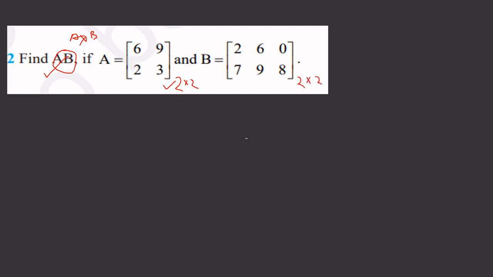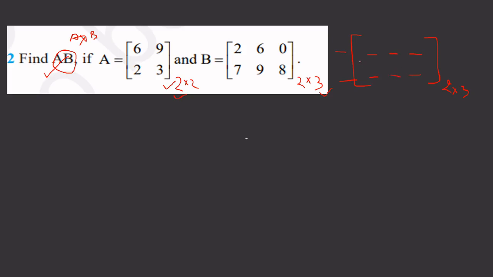2 cross 3 matrix. Now if we multiply this, the resultant will be first 2 and second we get 3. So 2 cross 3 means 2 rows and 3 columns. 2 rows and 3 columns. For the first, 2 rows means 2 rows, and 3 columns means 3 entries in each row, so 6 elements in total.